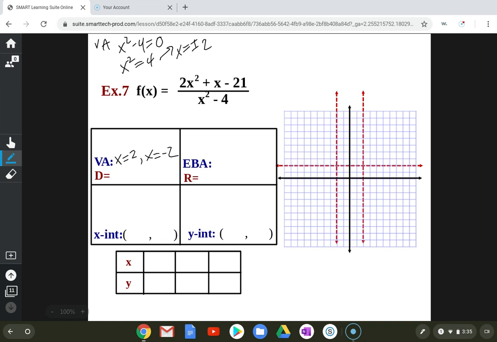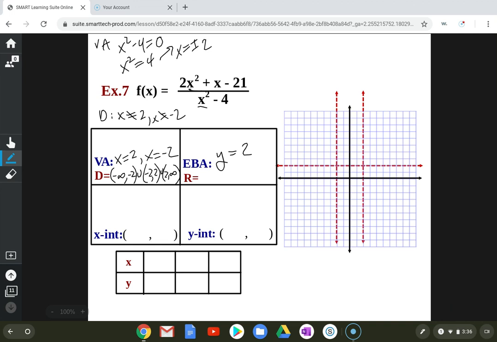Our domain, if you have to exclude two values, you can write the domain as x not equal to 2, x not equal to negative 2. I'm going to write it in interval notation just because that's what I am so used to doing. Negative infinity to negative 2, negative 2 to 2, 2 to infinity. And that would be all reals except for negative 2 and 2. Our end behavior asymptote, we have the same degree top and bottom, so we end up with an end behavior asymptote of y equals 2. So our range would be all reals except 2, possibly.